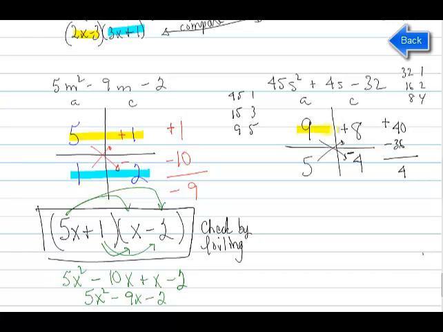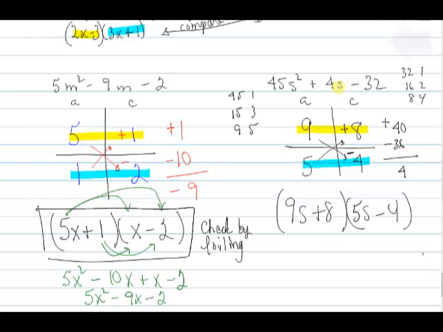And once again, top row goes into one bracket, bottom row goes into the other bracket. And you will have 9s plus 8 and 5s minus 4. And you are finished. And once again, you can check your answer by foiling to see if you can arrive back at the original question. So this concludes factoring.